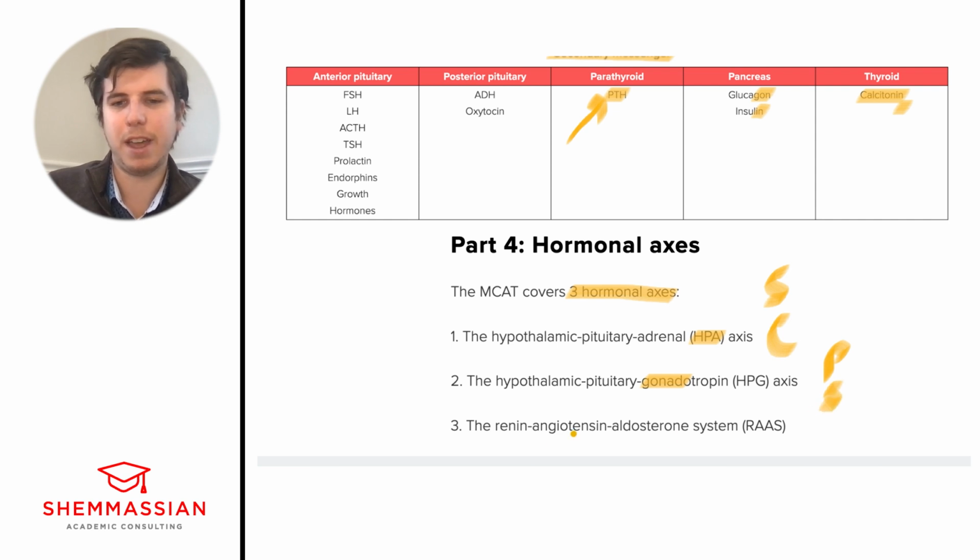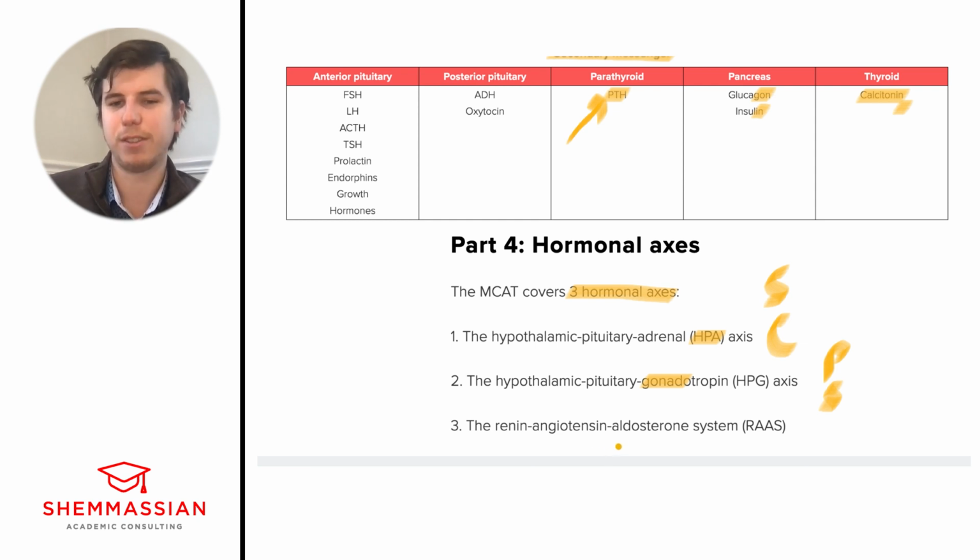And then RAAS, the renin, angiotensin, aldosterone system, our third high yield hormonal axis. Renin's released from the kidneys in response to low blood pressure. We want to increase that blood pressure because it's too low. Renin's released. It's actually the enzyme that converts angiotensinogen into angiotensin 1, and then eventually to angiotensin 2.